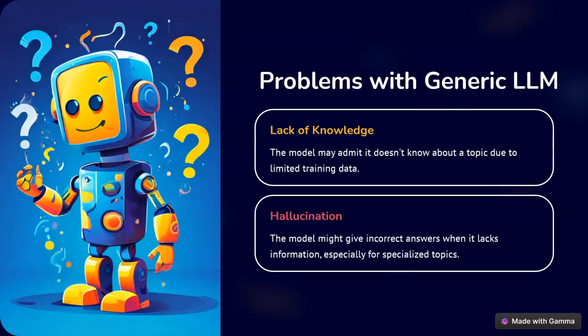Sometimes the model doesn't know about the topic because it hasn't been trained on that specific data. Also, the model might give incorrect or misleading answers when it doesn't have enough information, especially when we talk about niche areas.